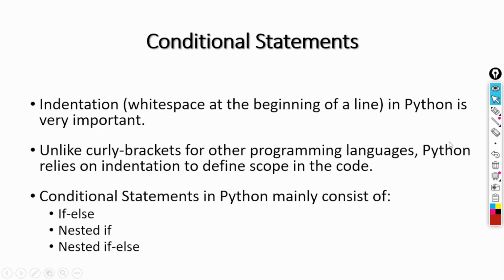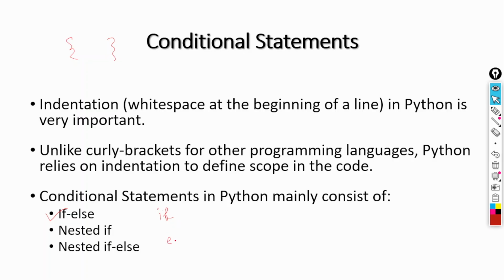So in Python, the system fully depends on indentation, which is essentially white spaces at the very beginning of the line. Unlike the curly braces that you find in other programming languages, Python doesn't have any curly braces. So in Python, conditional statements may be of the following types: if and else, or it can be only if. Only if also satisfies.